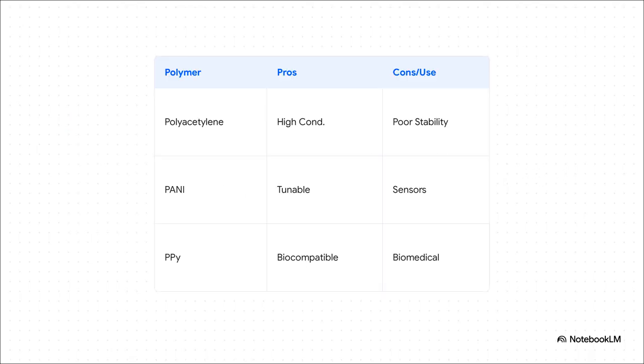Rounding out our primary triad of materials is polypyrrole, or PPy. PPy has great conductivity, but it stands out because of its exceptional biocompatibility, making it the premier choice for neural interfaces and implantable biomedical devices. And I have to mention PEDOT:PSS, a transparent, super stable polymer mixture that has effectively become the absolute industry standard for modern flexible electronics.